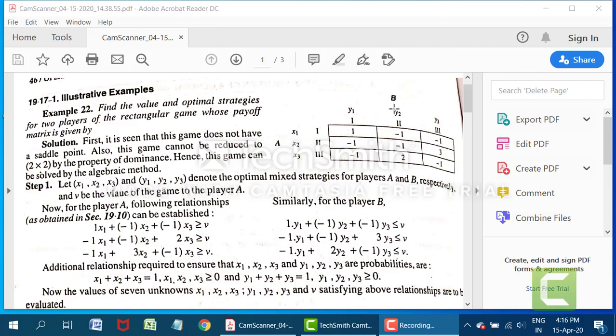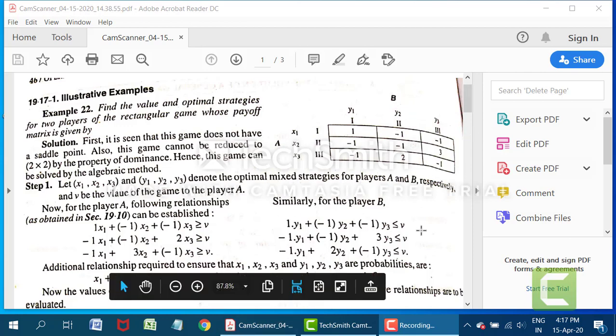Similarly, for player B also you can formulate simultaneous equations. When A plays with the first strategy, the expected payoff from B is 1 into y1 minus 1 into y2 minus 1 into y3. This must be less than or equal to nu. He is the minimizing player.